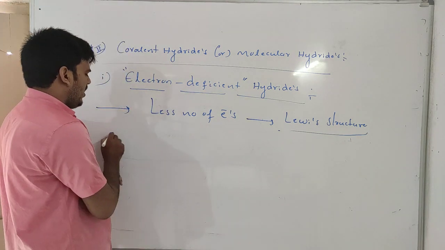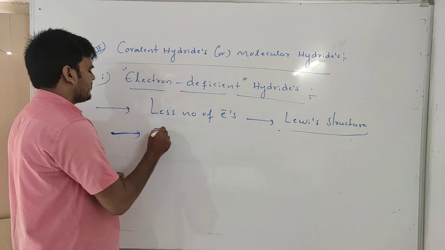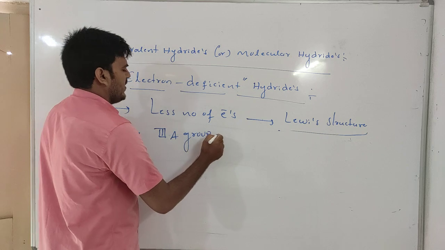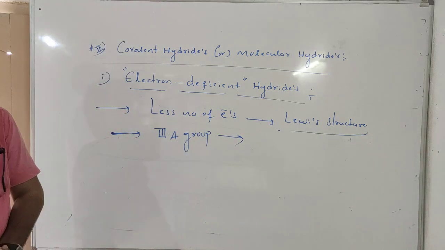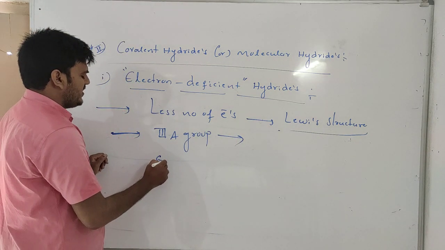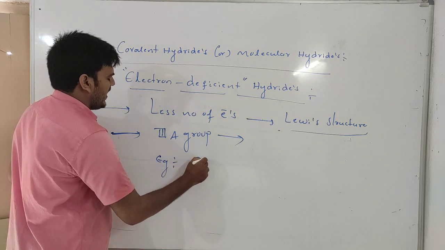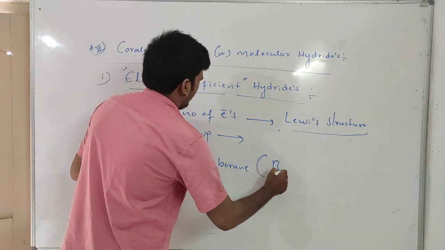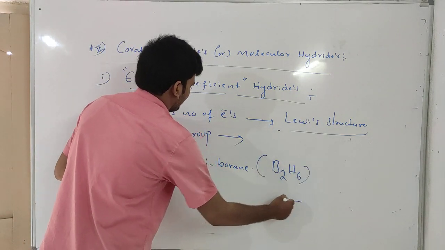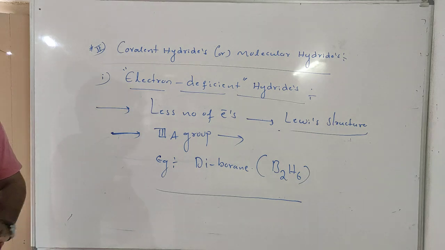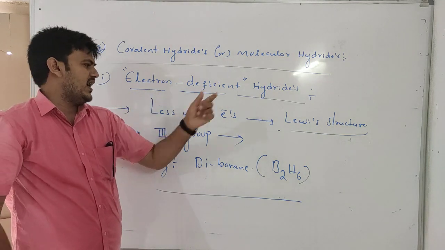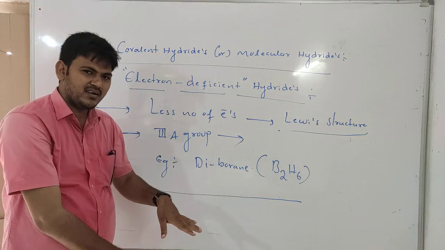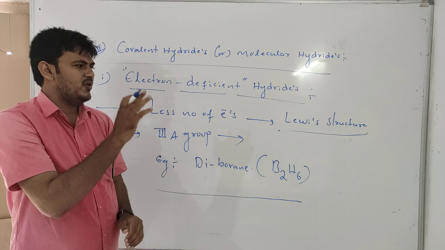For example, most of the third A group elements form electron deficient hydrides. And the best example of an electron deficient hydride is diborane, formula B2H6. So finally, electron deficient hydrides have a less number of electrons to write the Lewis structure.